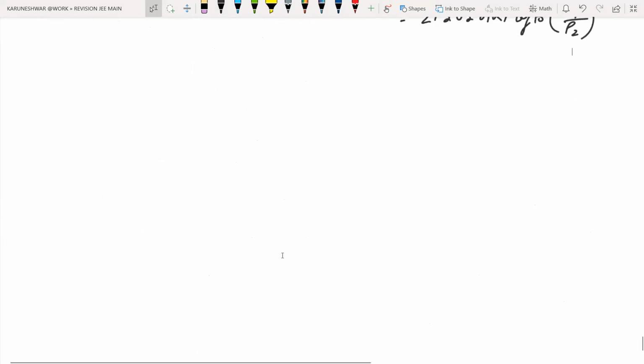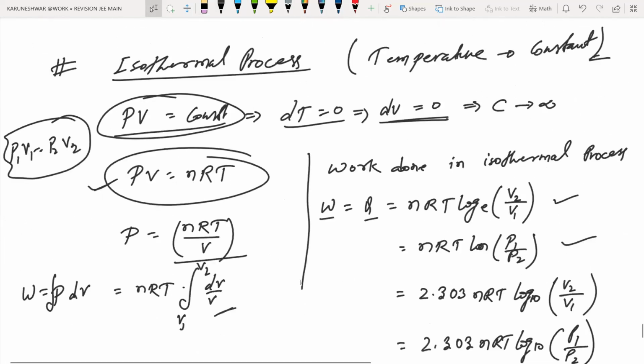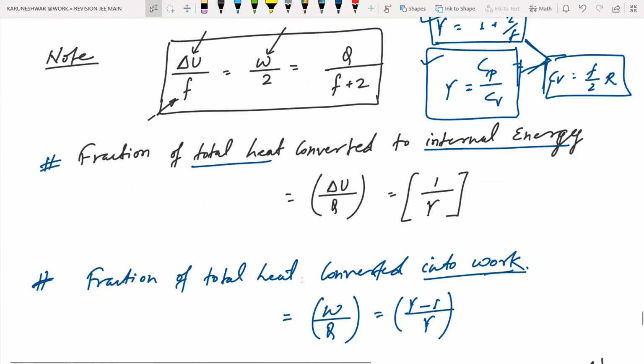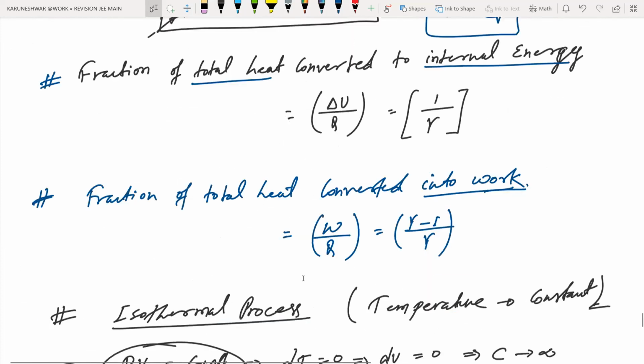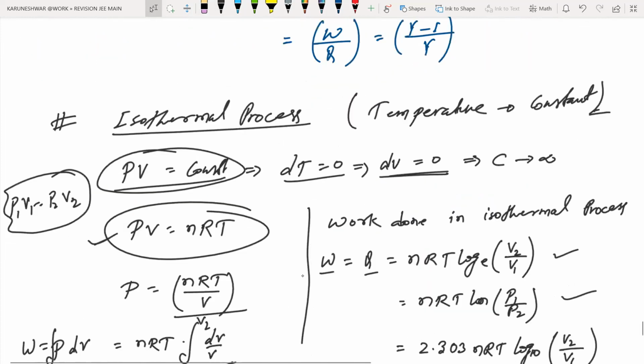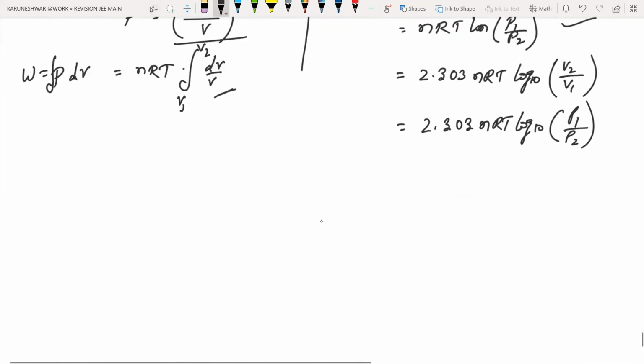Next, we have the adiabatic process. So this was the isothermal process, and before that we had isobaric. This was isothermal, the fifth process. Then we have the sixth, which is the adiabatic process.